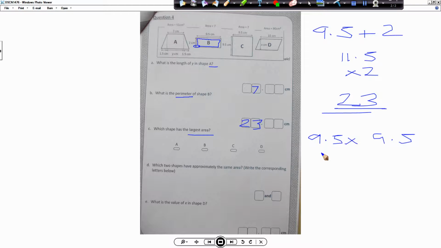Okay, so we want to work out 9.5 times by 9.5. Who knows that? 9.5 times by 9.5. There you go.